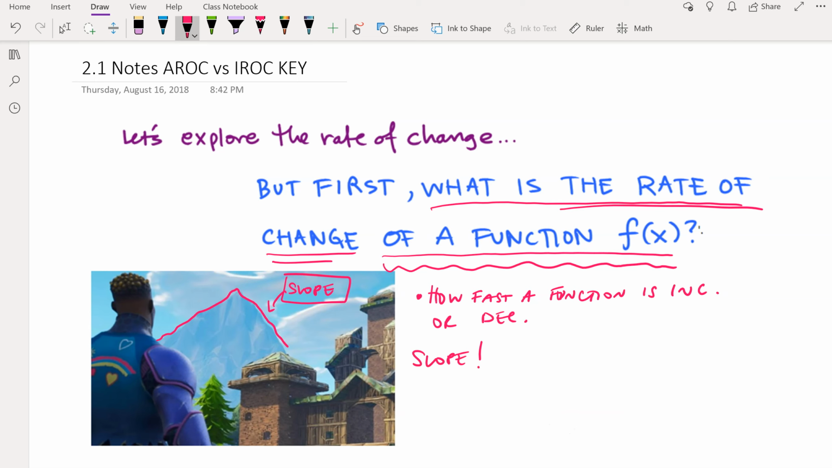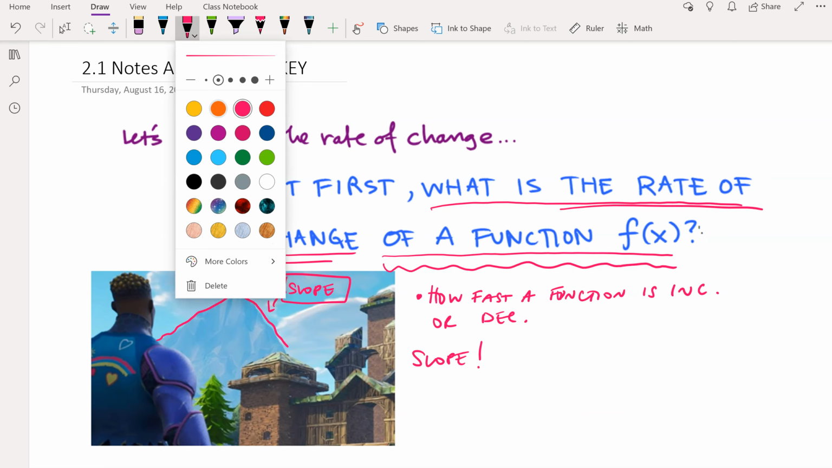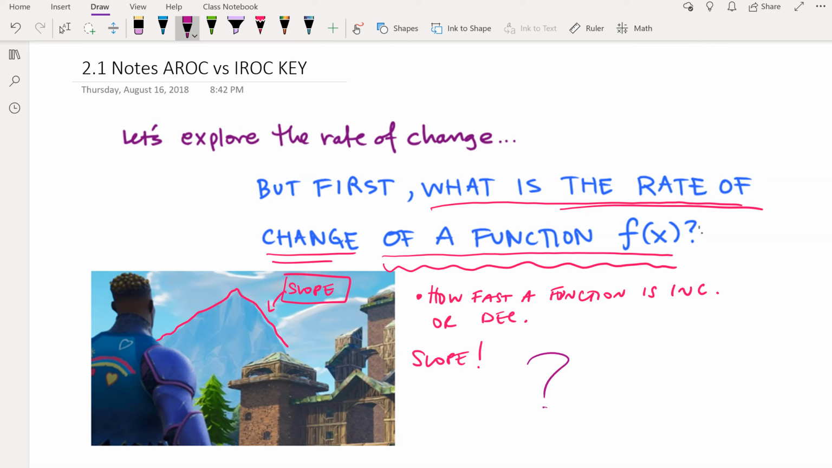And then in your box or in Edpuzzle, I would like for you to tell me what are some ways that you know to write slope. There's more than one. Give me one way that you know to write slope. Go.